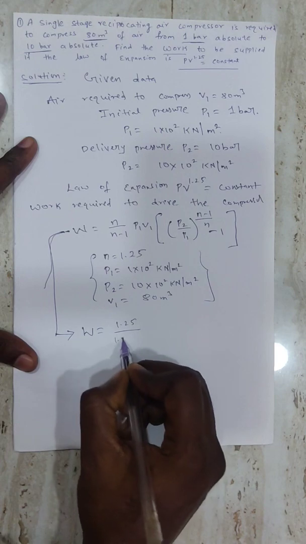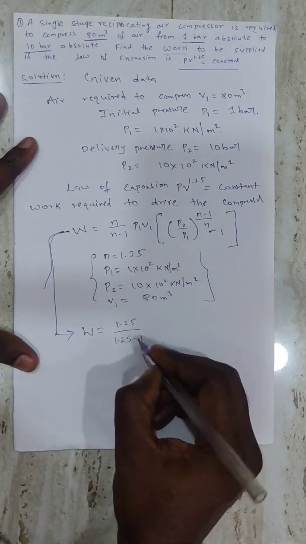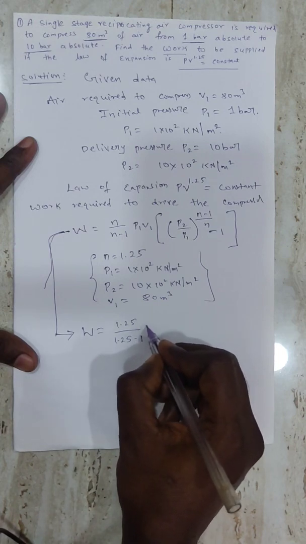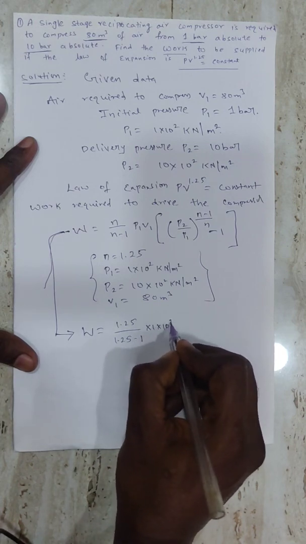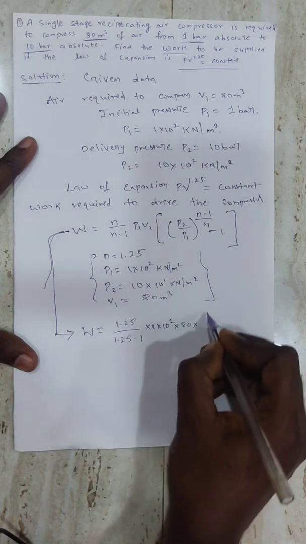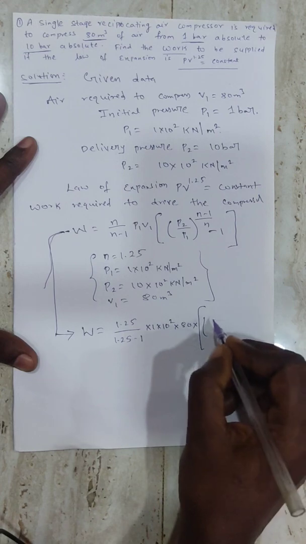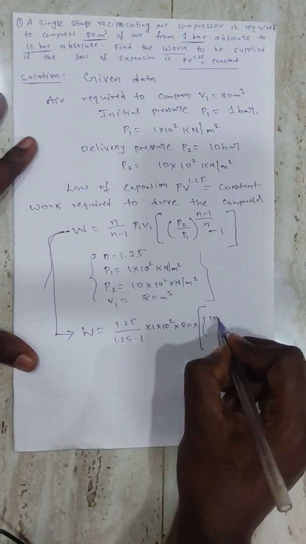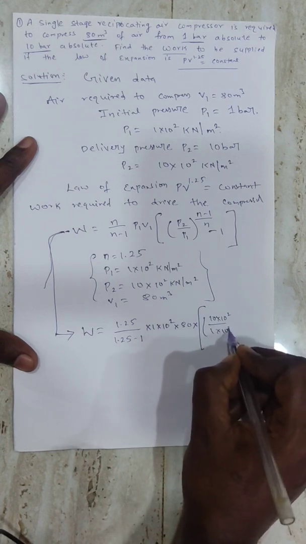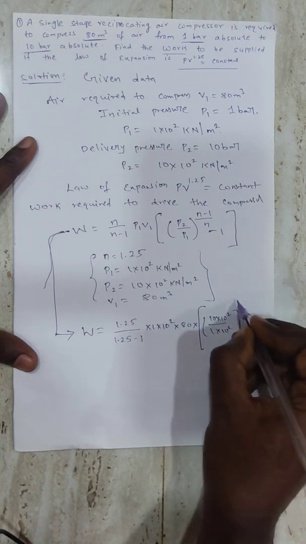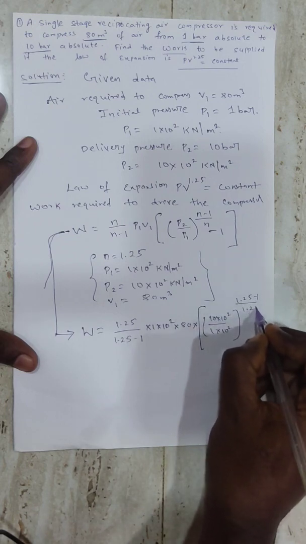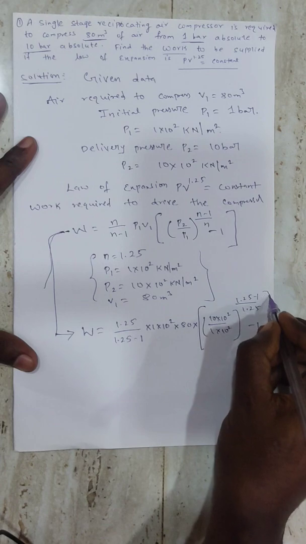1.25 by 1.25 minus 1, then P1, which is 1 into 10 square, into 80, into the bracket open, that is the small bracket, P2 value 10 into 10 square by 1 into 10 square, whole to the power of 1.25 minus 1 by 1.25. Bracket close.